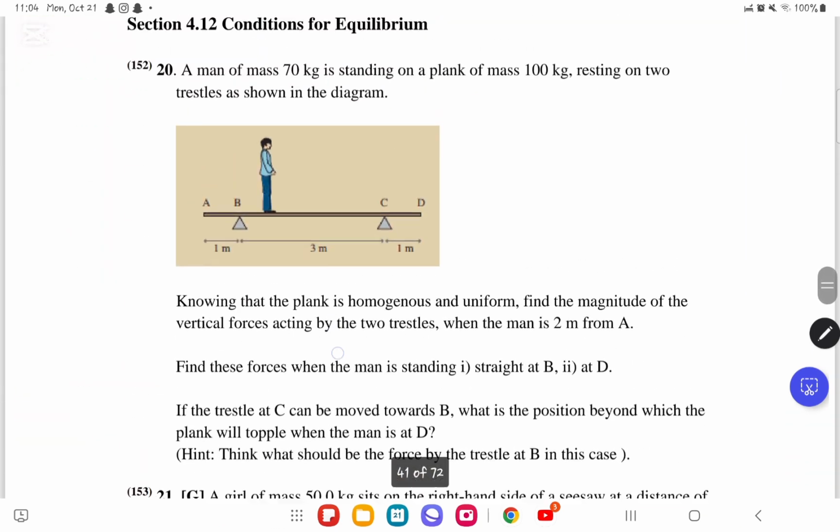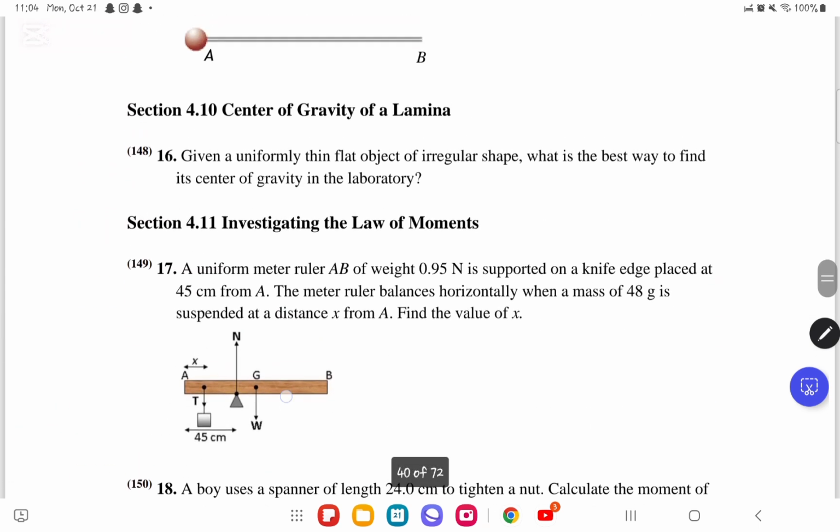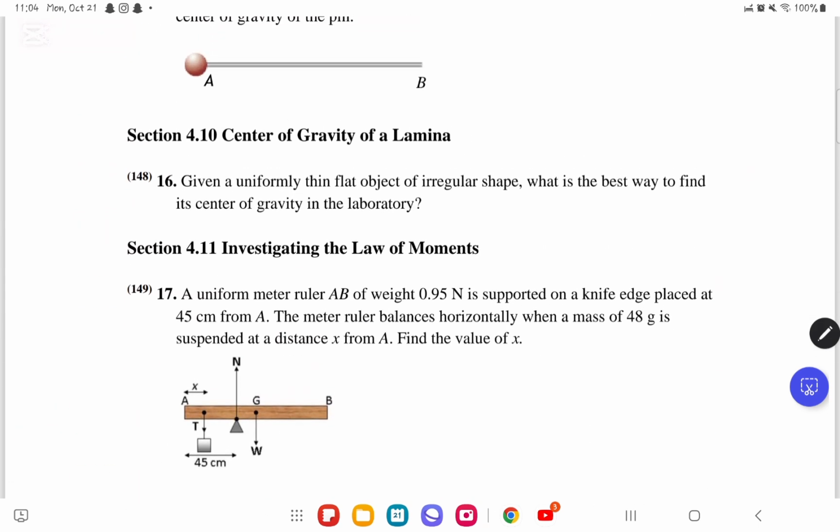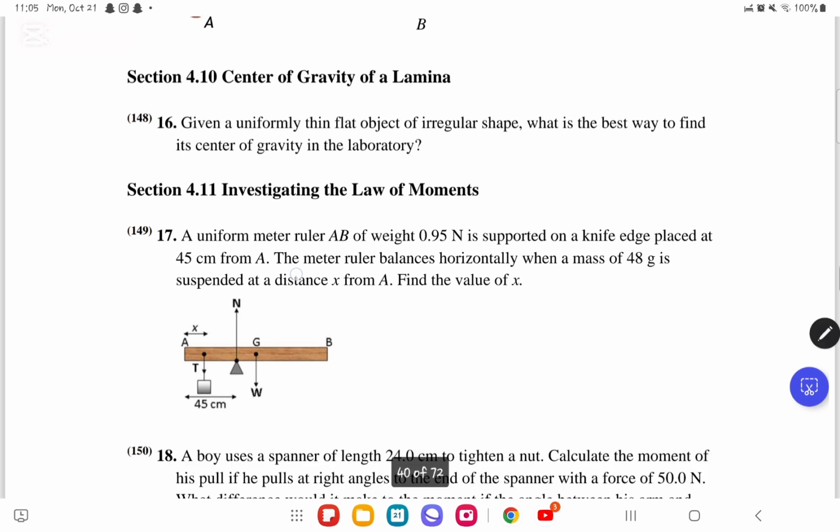Okay, so now we were in 4.10. So we are given a uniformly thin flat object of irregular shape. What's the best way to find its center of gravity? First thing we're going to do is use a lamina. So we're going to suspend the object from a fixed point, and we're going to allow it until it is in equilibrium. Okay, then we're going to be using the lamina. When the lamina stops moving, we will draw a vertical line. We will do it from many points, and then they will all connect in one point, which is the center of gravity. So that's 4.10 done.